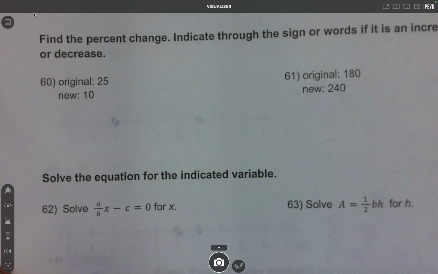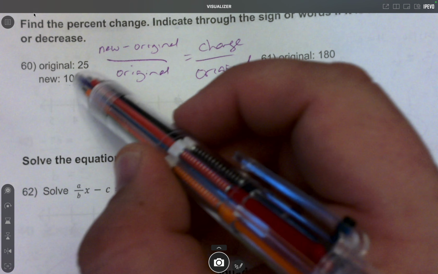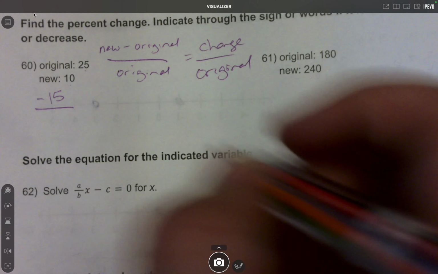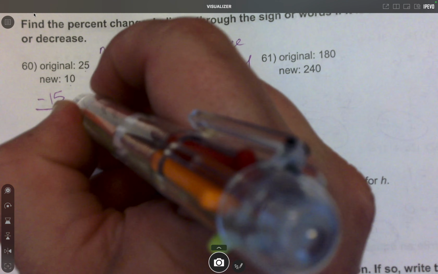Percent change. Okay, the way I generally set it is it's always the amount of change over the original. Now another way you can think of it is it's the new value minus the original over the original. Now that's the same thing as what I said when I was teaching it to you. It's just that this is showing you how to find the amount of change. So it's change over original. Okay, so new minus original, that's gone down 15, so I'm going to put negative 15 here. And I put that over the original amount, which is 25.